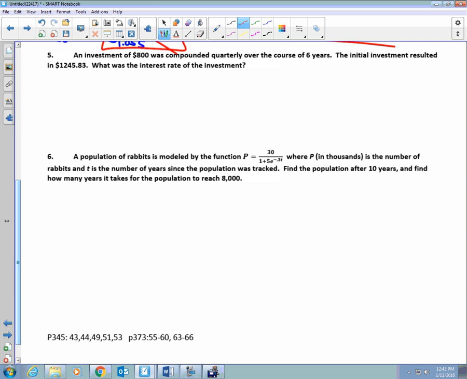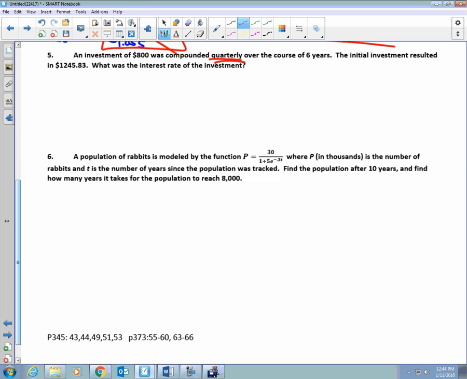The best thing of $800, compounded quarterly over the course of 6 years. Reduced investment resulted in that number. What was the interest rate of the investment? Oh, let's keep changing the problems on us. What are we trying to solve for here?